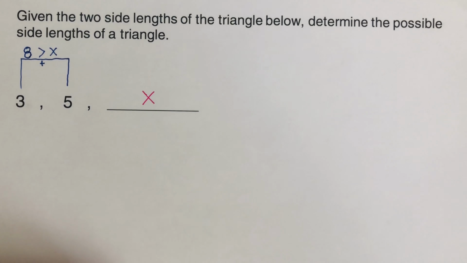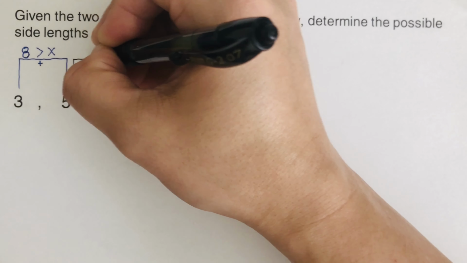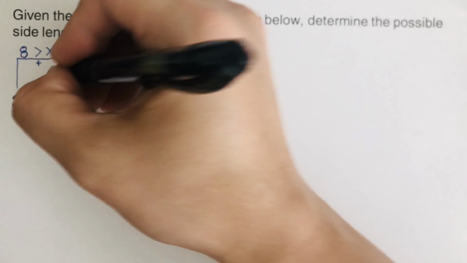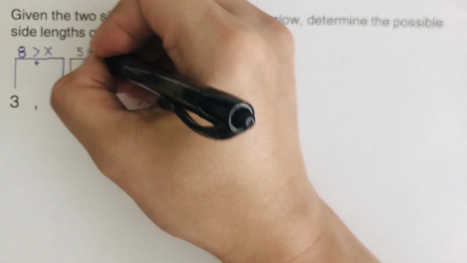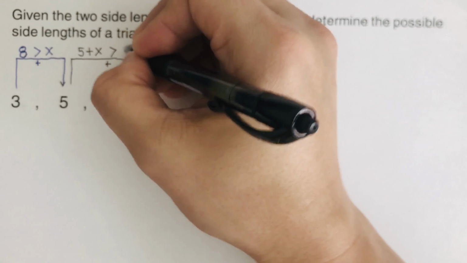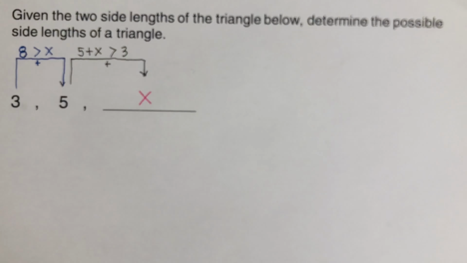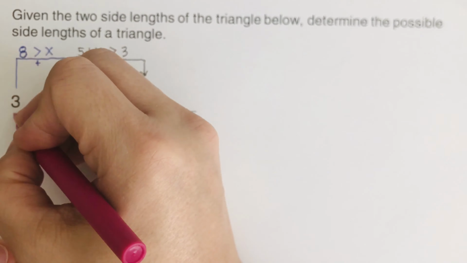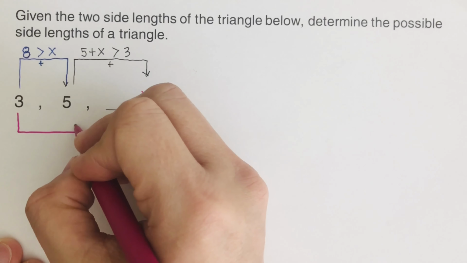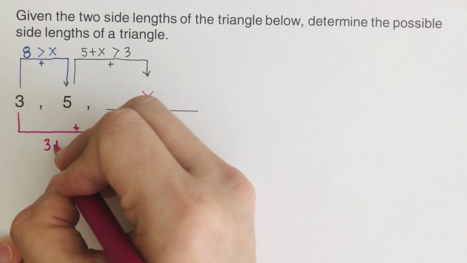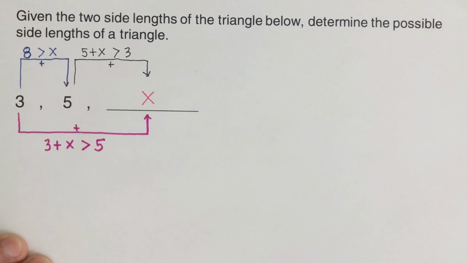The second one, I'm going to add the 5 and x, and that should be greater than 3. So that would be 5 plus x is greater than 3. That's the inequality for the second one. Now I'm going to write the inequality for the last one. I will add 3 and x, so 3 plus x should be greater than 5. So these are the three inequalities.